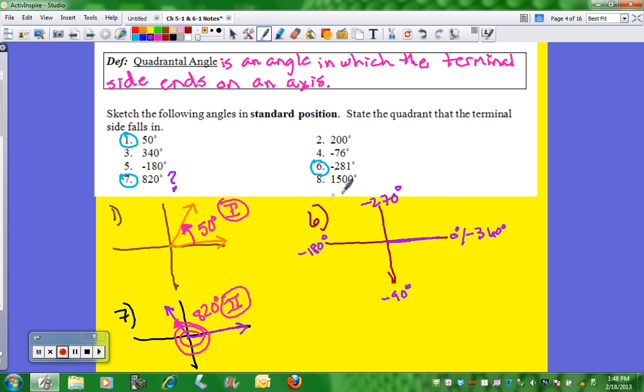All right, so negative 280 then, if we go around, here's negative 270, so it's going to fall over here. So it's going to be maybe right there. You can see I'm very worried about the preciseness of where this is landing, okay? So our angle will go like this, okay? And this is going to be our negative 280 degrees, and we're going to land in quadrant 1.